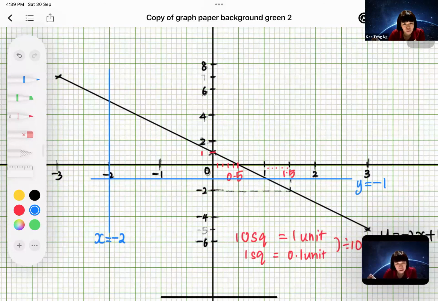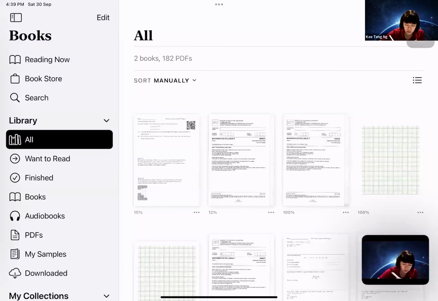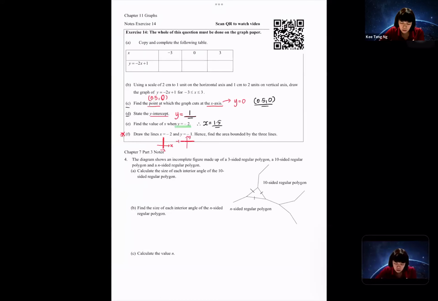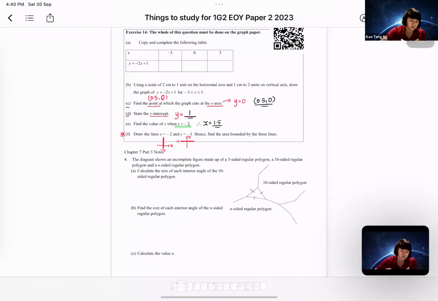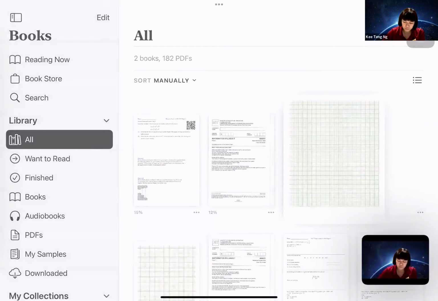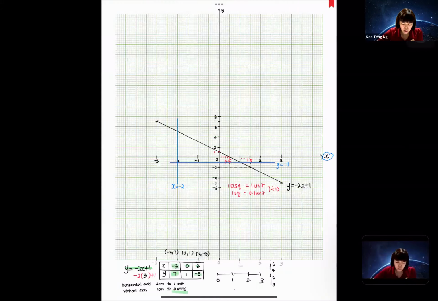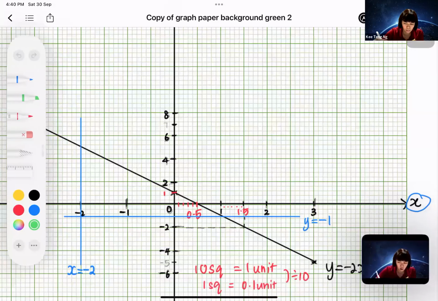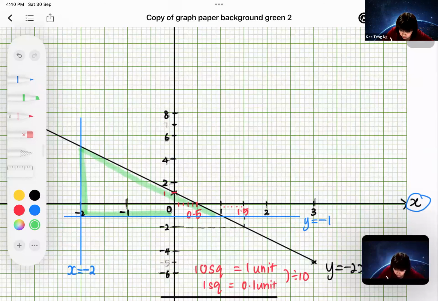We need to find, next one, find the area of the triangle bounded by the lines y equals to negative. Okay, wait, let me go back to my question again. Bounded by the 3 lines. Yes, the 3 of them, right? So I need the area of the triangle that's formed. So it will be this line, this line, and this line. Okay, so I need to find the area of this whole triangle over here.